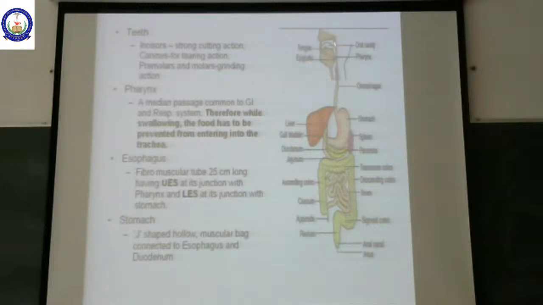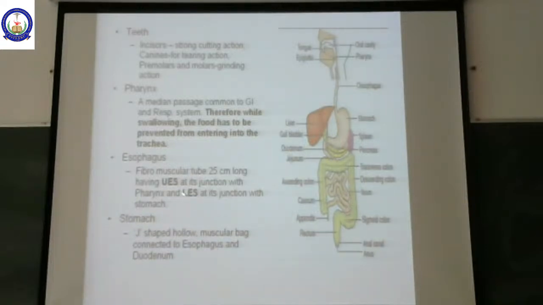Okay, so the epiglottis closes the passage of food into the respiratory system. Esophagus: it is a long muscular tube which is almost 25 centimeters long, and has an upper esophageal sphincter at the junction with the pharynx and a lower esophageal sphincter at its junction with the stomach. That is, the openings present in the esophagus are the upper esophageal sphincter and the lower esophageal sphincter.